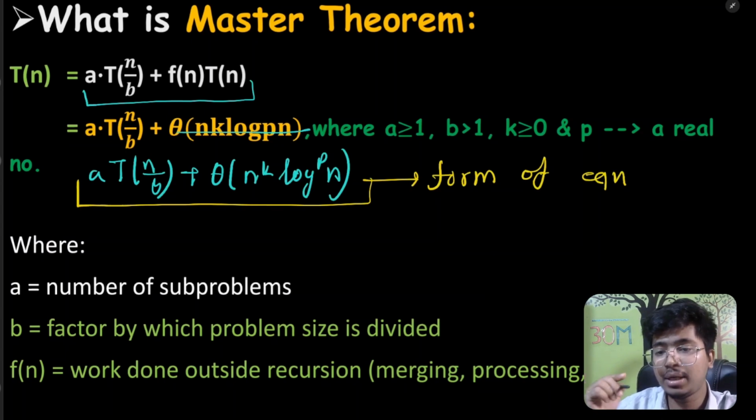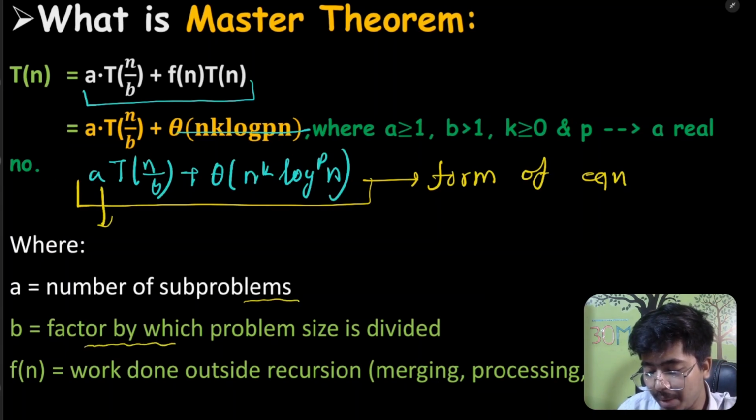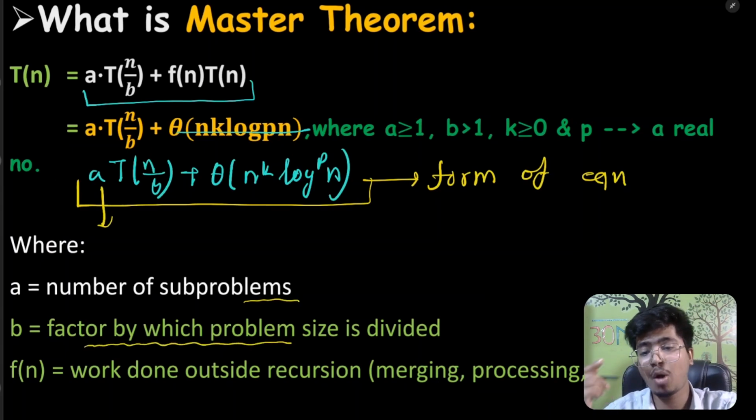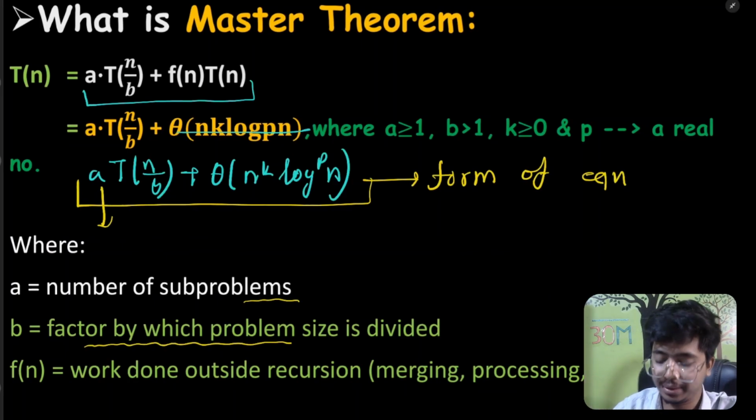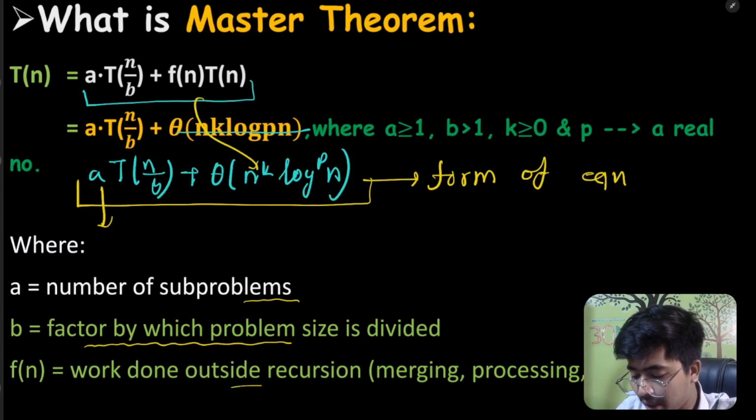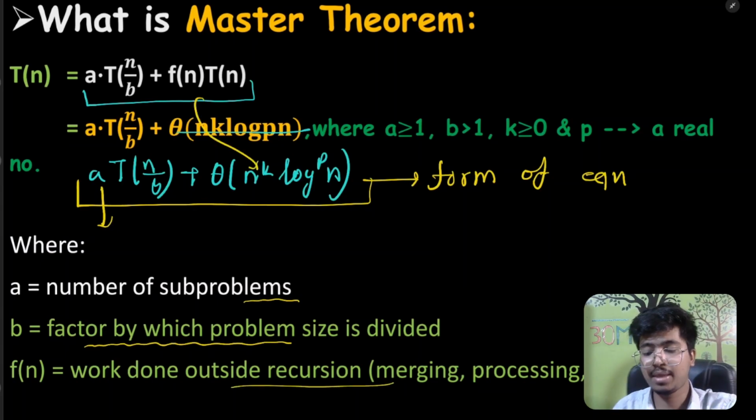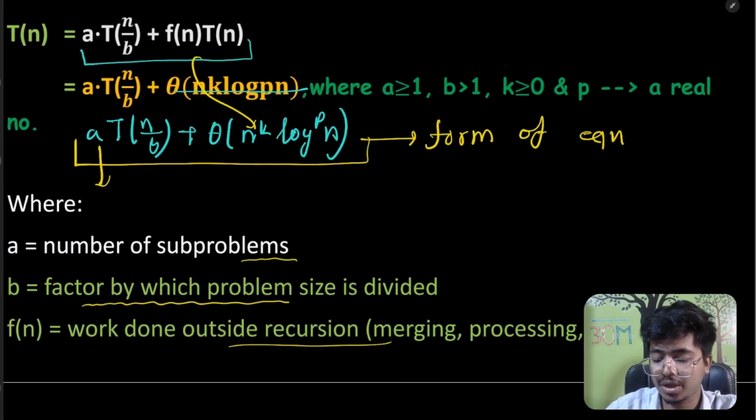If we try to understand theoretically what these values are, in our equation a is a coefficient, but in terms of understanding, a is the number of subproblems, and b is the factor by which the problem size is divided. Here the problem size means the recursion problem size, because the recursion problem keeps growing. f(n) is the work done outside recursion, or the merging process. So that is about the master theorem.